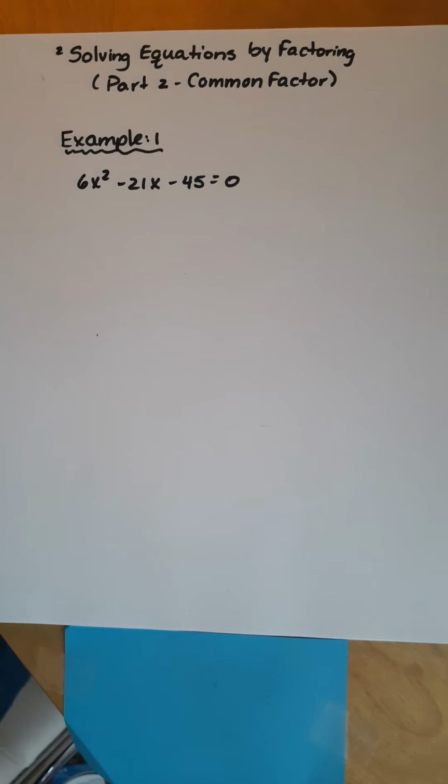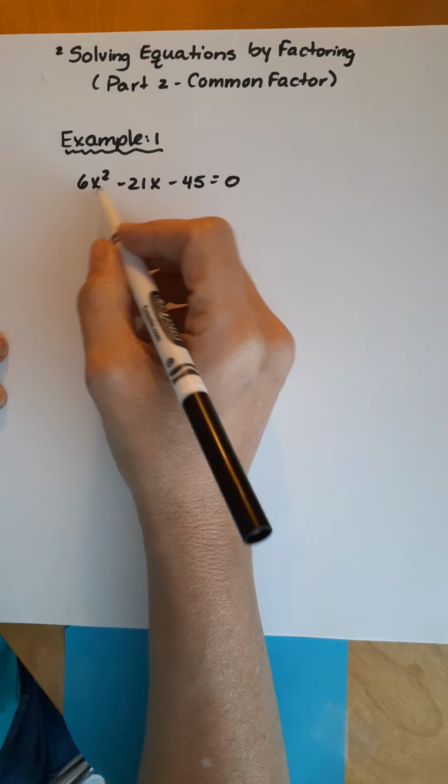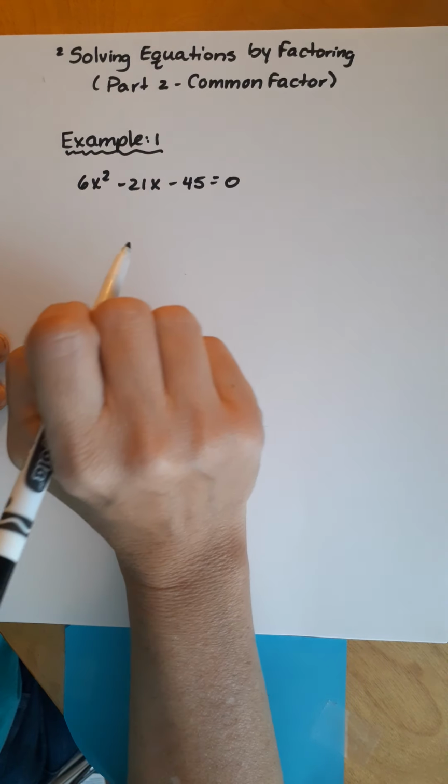Okay, so this video starts part 2 of solving equations by factoring, and we're going to be working with when the different terms have a common factor. So let's take a look at this first example. We have 6x squared minus 21x minus 45.